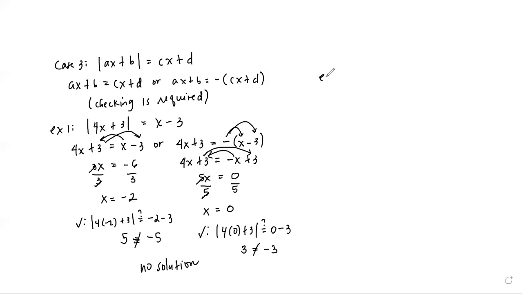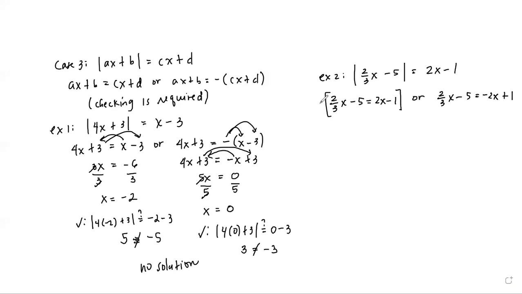So for our last example, let's consider the absolute value of 2 over 3 x minus 5 is equal to 2x minus 1. So again, this falls under case number 3. So we're going to solve for 2/3 times x minus 5 equated to 2x minus 1. And then for the second equation, we have 2/3 times x minus 5 is equal to the negative of this, which is negative 2x plus 1. And then, since both equations contain denominator 3, we shall multiply both sides of the equations by 3.